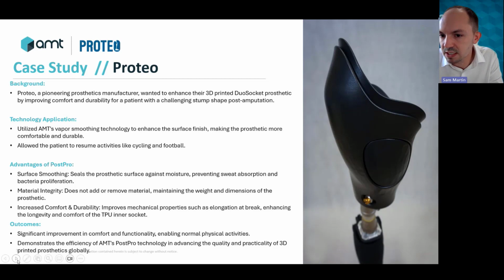With the sealed prosthetic, they could clean it down after use, so there wasn't any sweat or bacterial growth because of it. And the strength of the prosthetic was strong enough for them to use for a prolonged period of time without the risk of it failing.